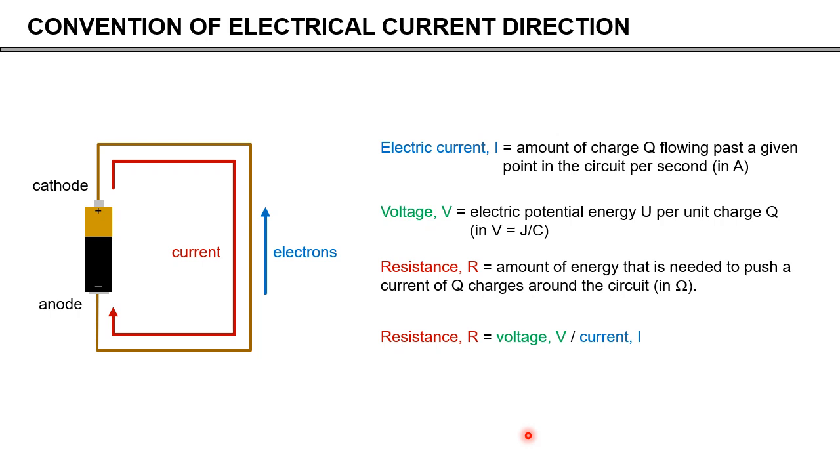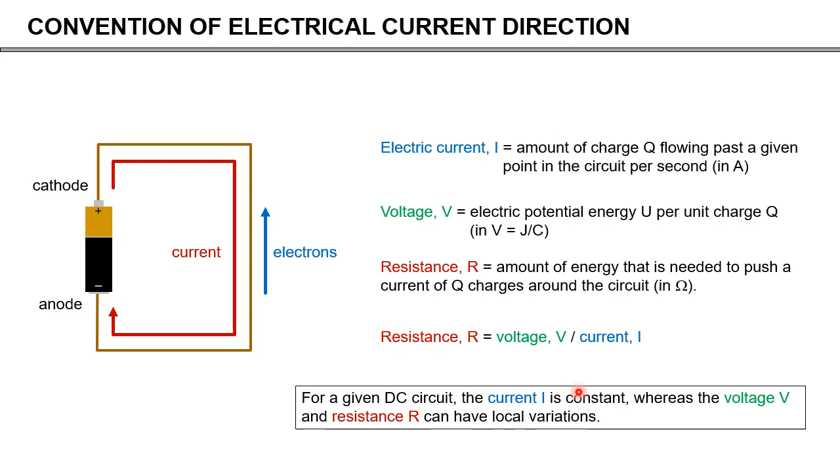Now there's a very simple relationship, whereas the resistance is the voltage divided by the current. Now what is important to realize is that for a given DC, so direct current, the current is constant everywhere. As I mentioned before, if you measure there, or there, or there, or there, you're going to measure the same flow of electrons per second. The voltage and the resistance can have local variations in such a way as to make the current constant. So how does that then work?